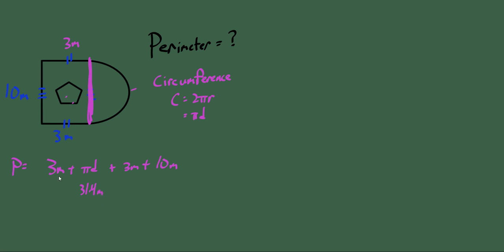So now all I do is I take 3 meters plus 31.4 plus another 3 plus 10, and the total is 47.4 meters around this shape. So remember, just find all of the bits, 3 plus 31.4 plus 3 plus 10. Make sure you don't miss any. Some of them you might need to calculate.